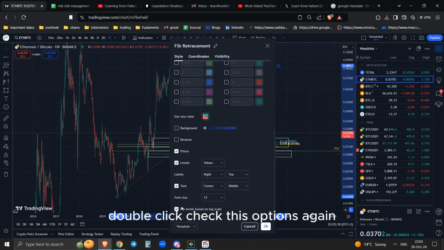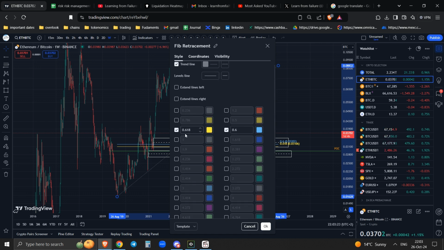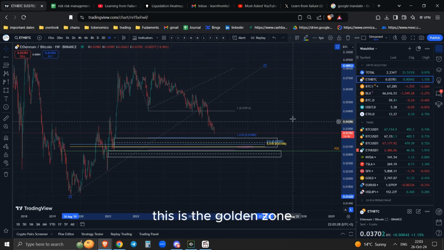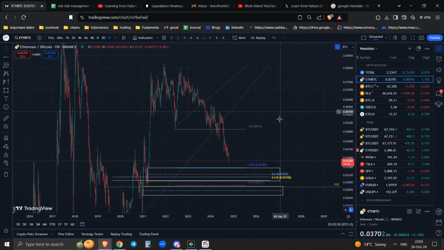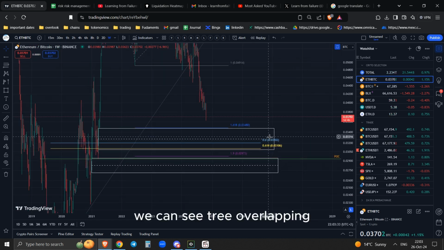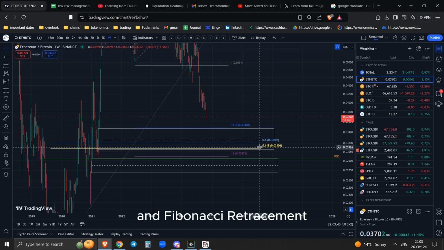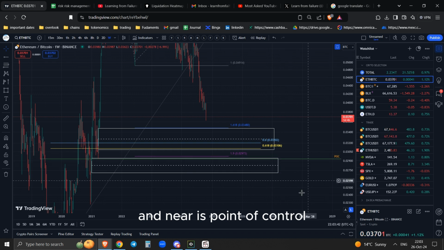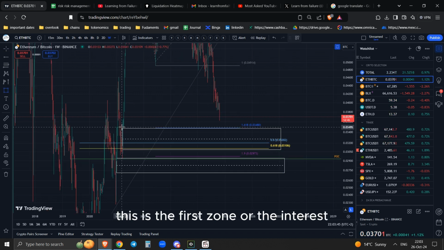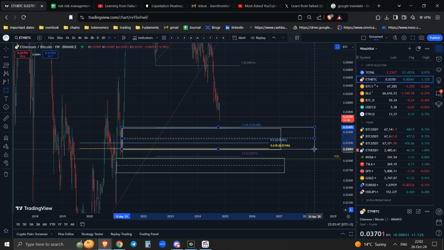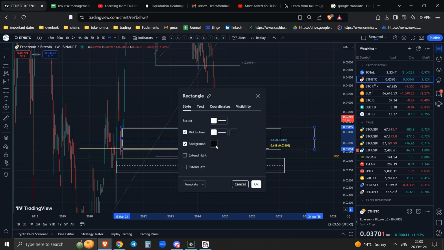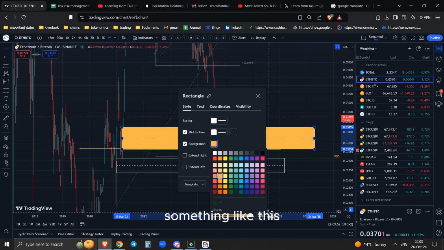double click, check these options again, Fib levels based on log scale, check 0.618, 0.65, this is the golden zone. And now we can see three overlapping: fair value gap, Fibonacci trend extension, and Fibonacci retracement, and near it is the point of control. This is the first zone of interest. Something like this.